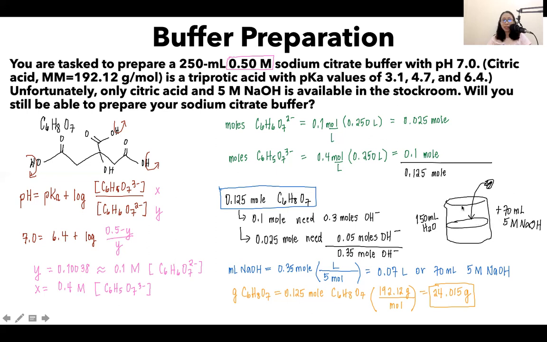If the pH is your target pH, 7.0, then you can just add water until the volume reaches 250 ml. If it's not equal to your target pH, you adjust it with hydrochloric acid or sodium hydroxide. After adjusting, that's the time that you add water so that the final volume is equal to 250 ml.